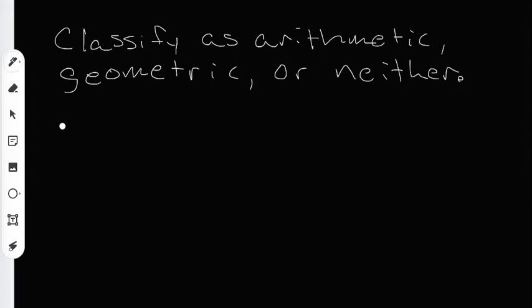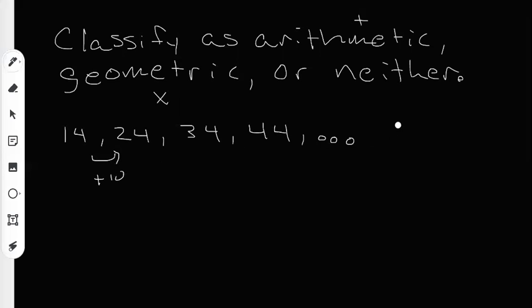All right, let's say we have a sequence 14, 24, 34, 44, and so on. Would this be arithmetic, adding? Would it be geometric, multiplying? Or would it be neither? Well, since we're adding 10 each time, that would be arithmetic. So you would just write arithmetic.